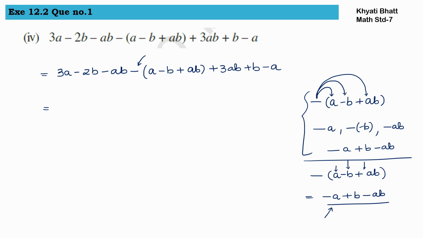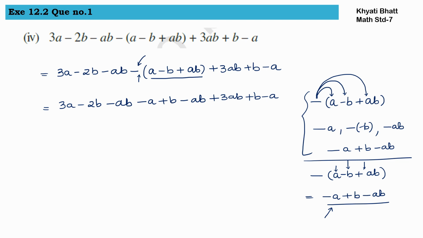So let us go back to our numerical. Let us open the bracket first. 3a minus 2b minus ab. Now let us change the sign of all these terms as the negative sign is outside the bracket. So minus a plus b minus ab. Then comes plus 3ab plus b minus a.